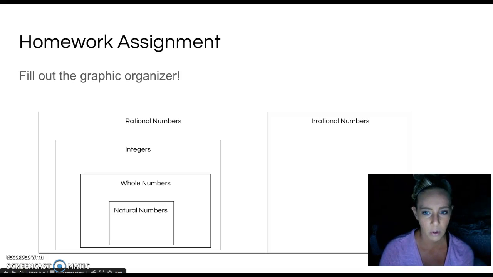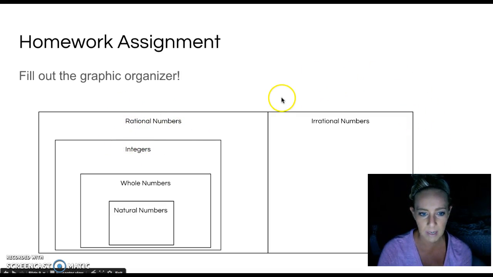So this is what your homework for today is going to be. You're going to take the graphic organizer, and it might look a little bit different than this. And you're going to do one of two things. You're going to either write the definition of each of these types of numbers in the box, or you can write examples. You have a choice. So if examples help you remember what they are, you can put examples. Or if the definition helps you remember what they are, you can write the definition.